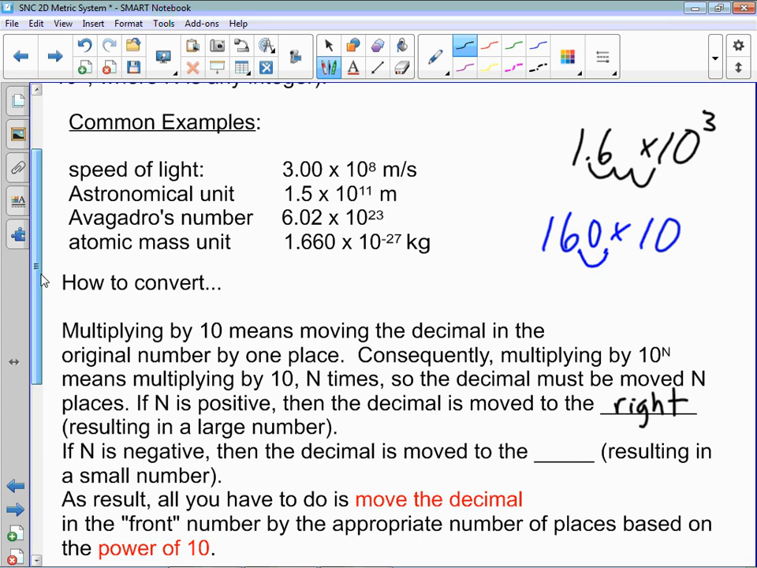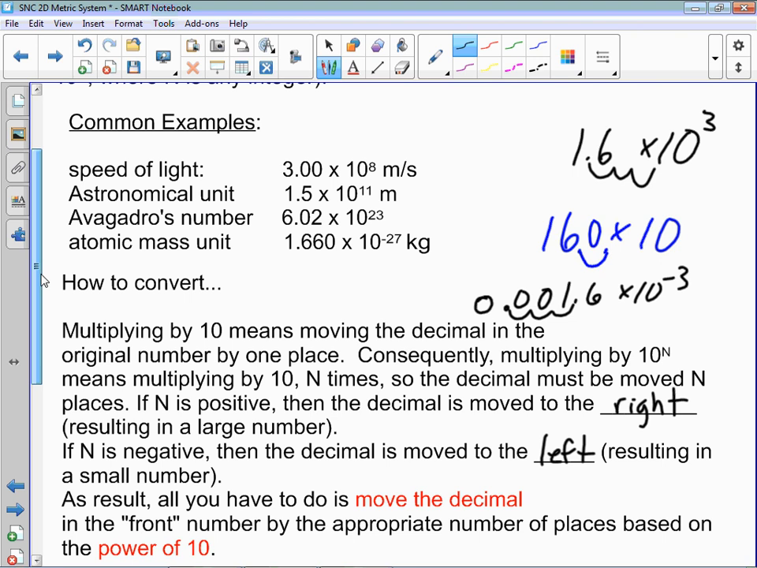If n is negative, 1.6 times 10 to the negative 3, well, that's like dividing by 10 to the power of n. It's like dividing by 10 to the 3. So you're going to move your decimal the other way. 1, 2, 3. Put the decimal there, fill in the zeros. Very important here, always have a number before the decimal. Never start a number with a decimal. So what number do I put there? 0. So it's 0.0016. So you move the decimal to the left.